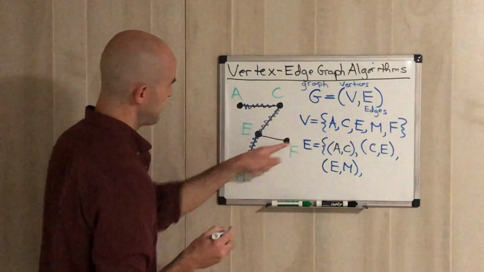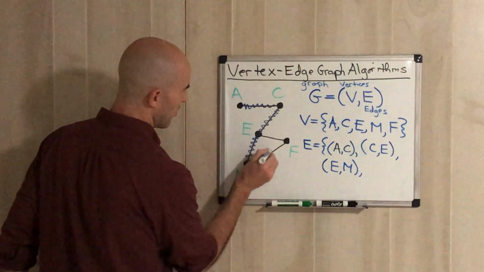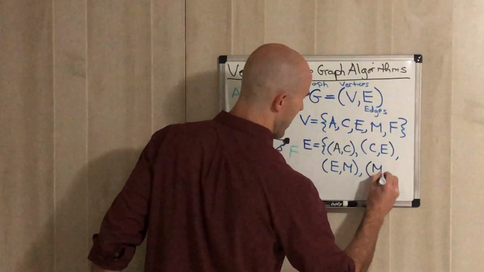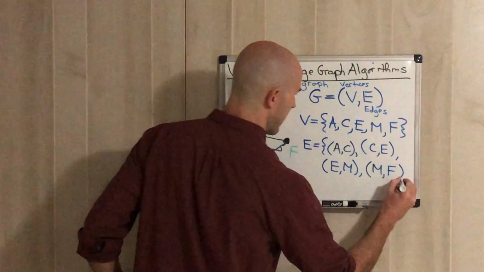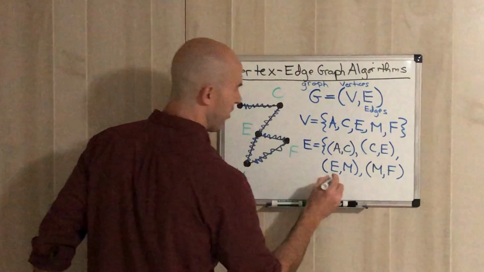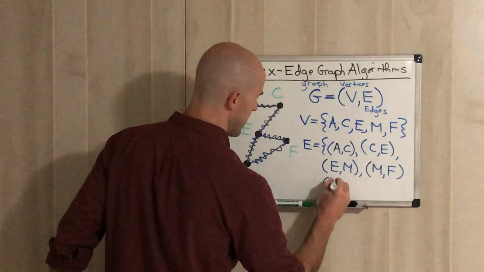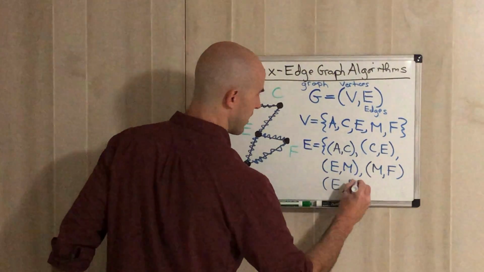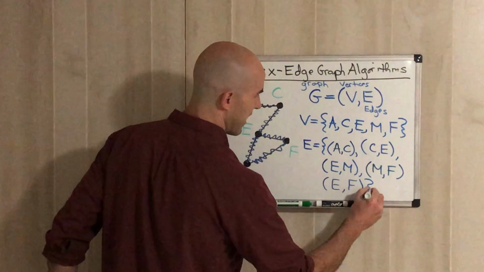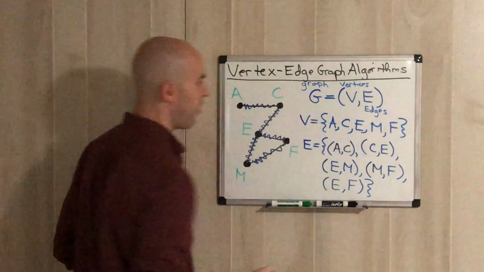right? We have this other one here, which we can call that MF, right? We have MF. And then we have one more. We have this last one right there. And we can call that one EF. And since we don't have any more, we're done with that. Literally, that's all it is, guys.